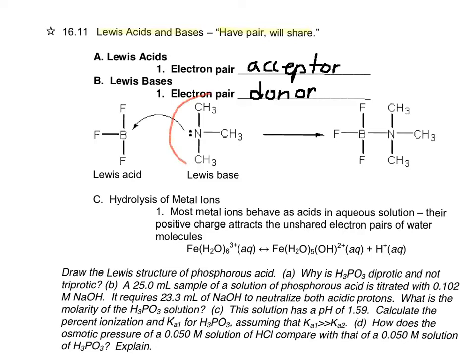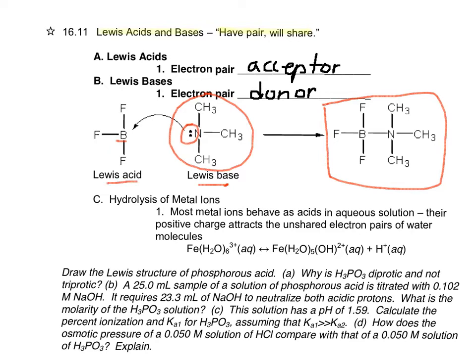So compounds with nitrogen tend to be pretty common Lewis bases because of that lone pair right there. It can share with atoms like boron to form an ion like this. And so this would be our Lewis base because it's our electron pair donor. This is our acid because it's the acceptor.